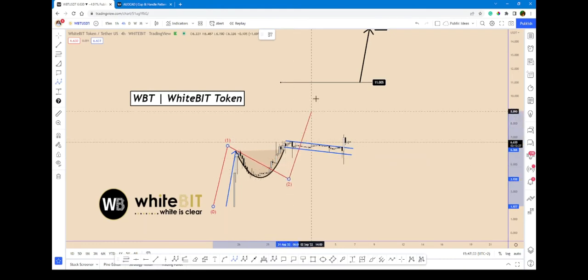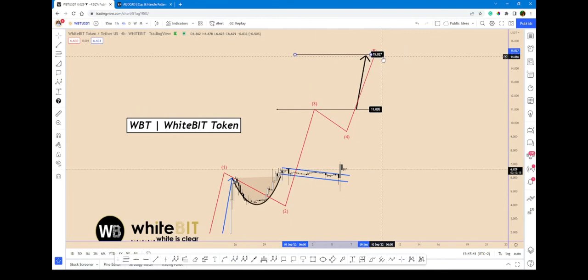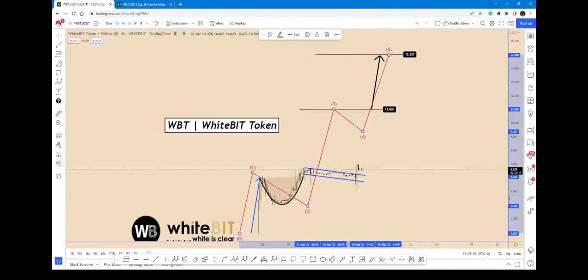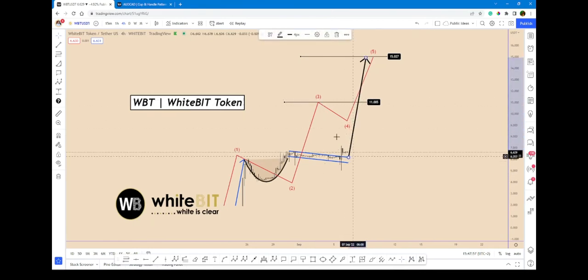This was the second wave, the third wave, fourth, that should take place in a small correction, and after that probably the fifth wave that will be close to 15. However, all of these projections that I'm doing here are done with very conservative targets, considering how the price may develop and also that the token is very new. The price should keep rising also higher than where it is now.